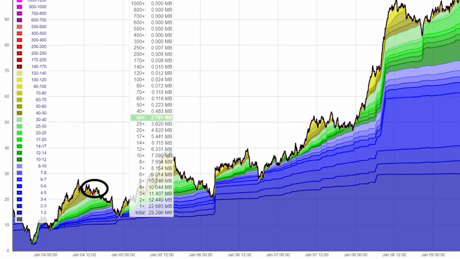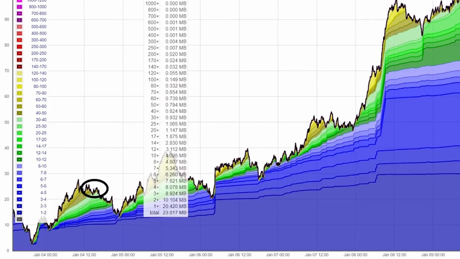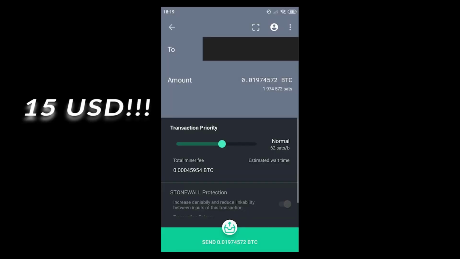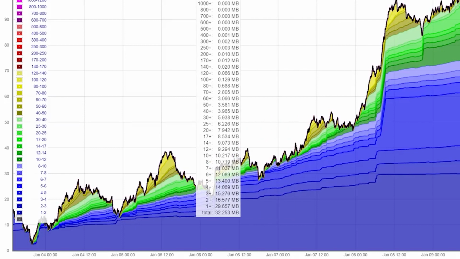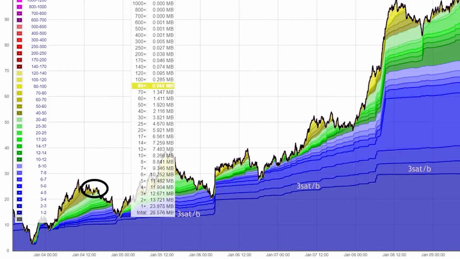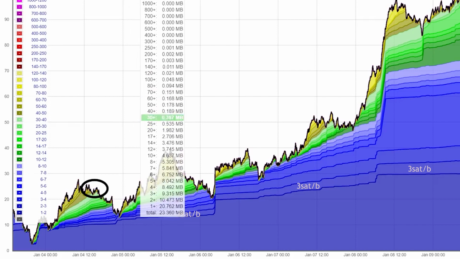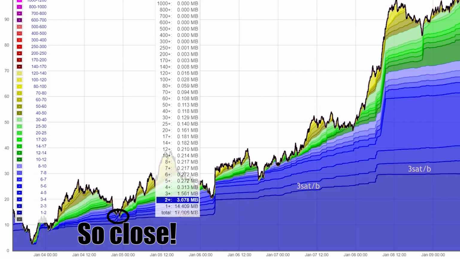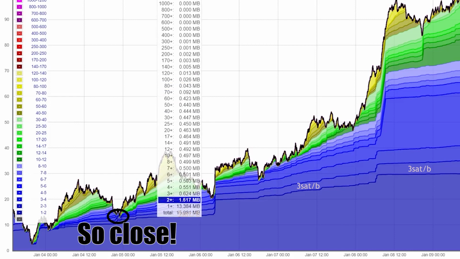For example, I made a Bitcoin transfer on 4th January. Lightning Wallet was proposing me a default rate of 75 satoshis per byte. Samurai Wallet was proposing 62 satoshis per byte, but I wasn't in a hurry. I used 3 satoshis per byte, 20 times lower fee than proposed, and it almost went through. Maybe one more block and it would have gone in.